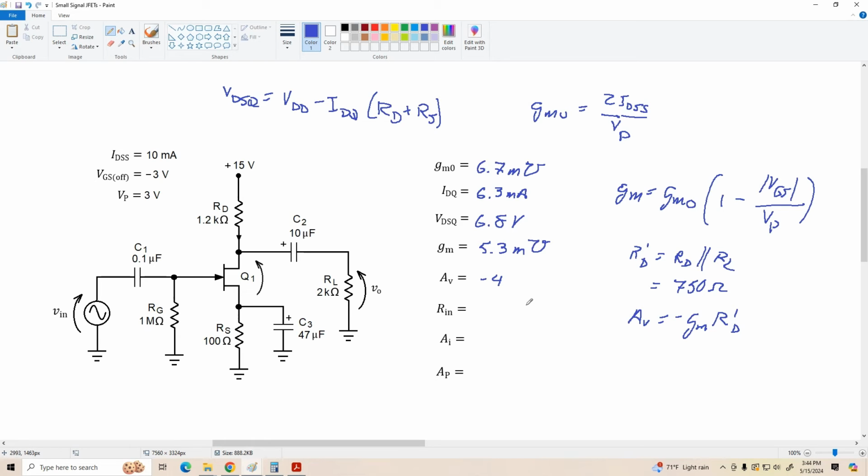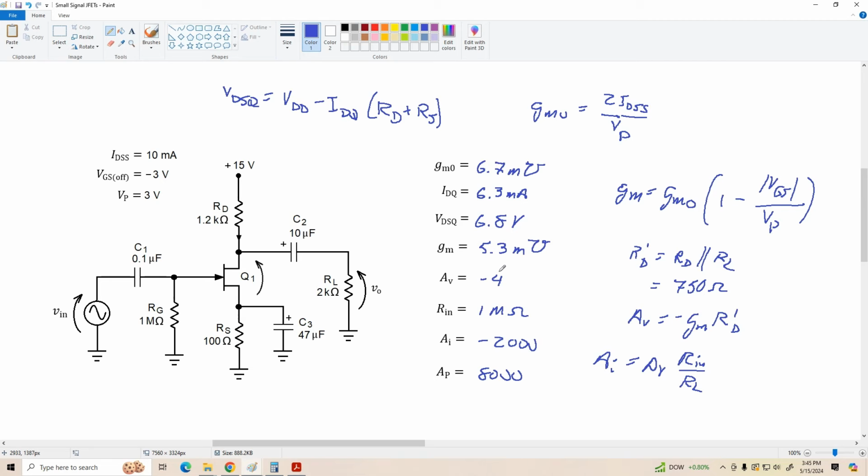All right, our input resistance is RG, that's 1 megohm. And our current gain then is AI equals AV times Rin over RL. Rin is 1,000,000 divided by 2K is 500 times -4, so we got a current gain of -2,000, and our power gain is 2,000 times 4, which is 8,000. So there's another analysis example. We got a little better voltage gain this time, but again, nothing too impressive, but that's to be expected.